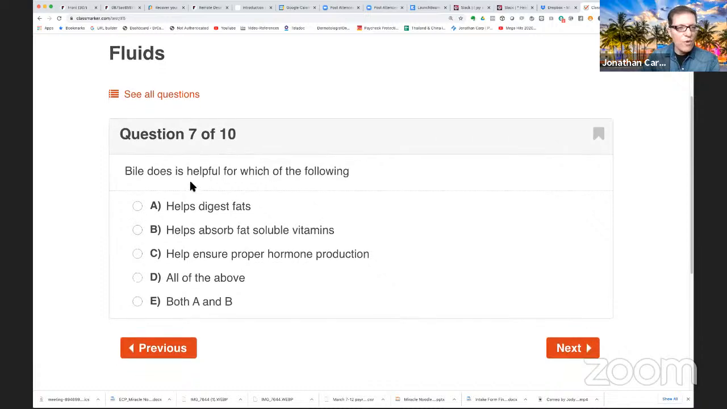Bile is helpful for which of the following? Helps digest fats, helps absorb fat-soluble vitamins, helps ensure proper hormone production, all of the above, or both A and B.